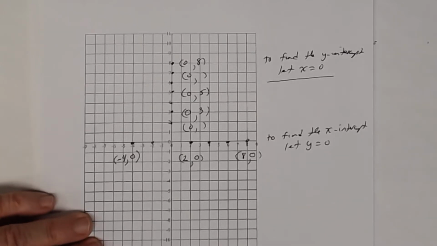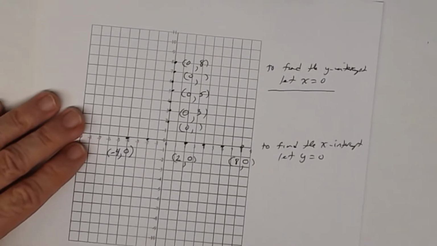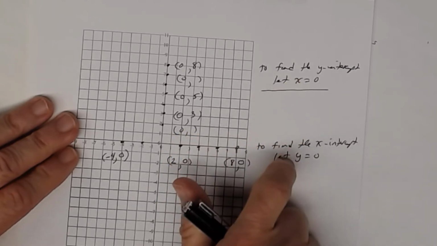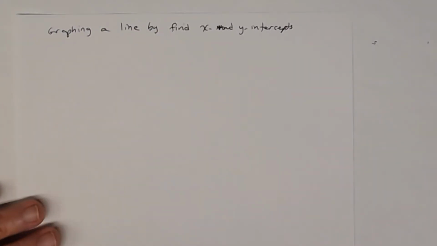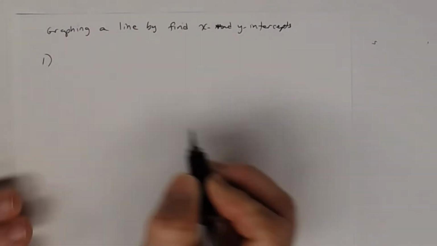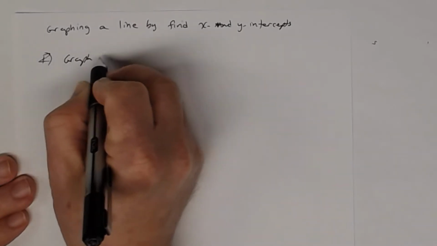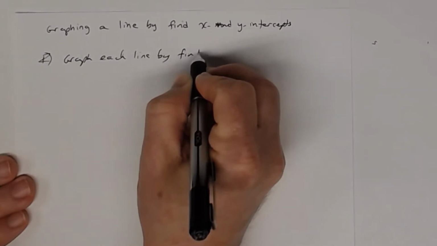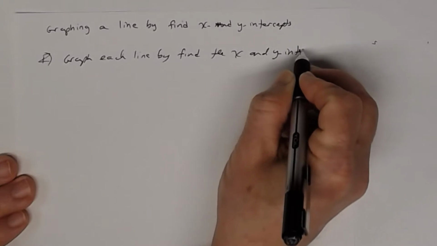Now that you know what we mean by x-intercepts and y-intercepts, and how to find them, let's look at a problem. All right, so number 1, and the directions will say this: graph each line by finding the x and y-intercept.